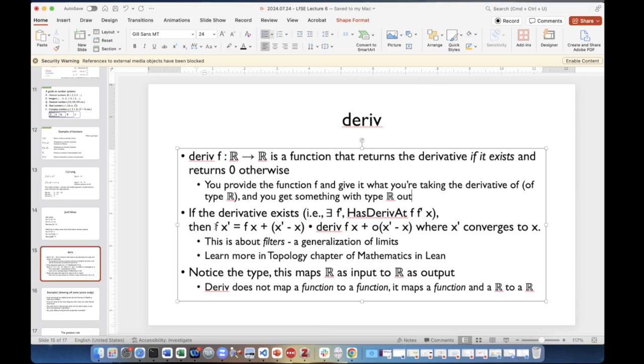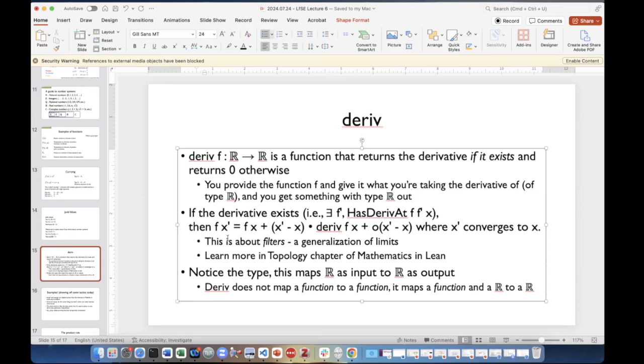Okay, so if that derivative exists, then we have this statement about limits: f evaluated at x prime is equal to f evaluated at x plus a tiny change, x prime minus x, evaluated with the derivative at x, plus some error. As x prime converges to x, we end up with this error approaching 0, disappearing. That is if the derivative exists and we get the derivative back.